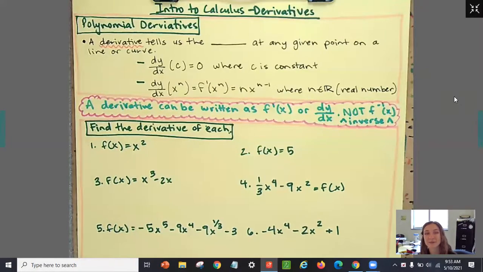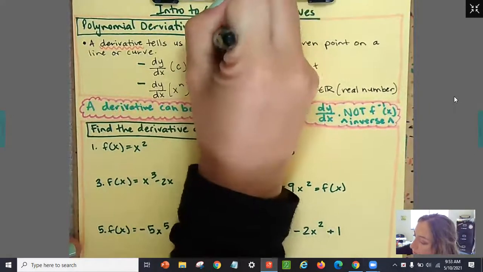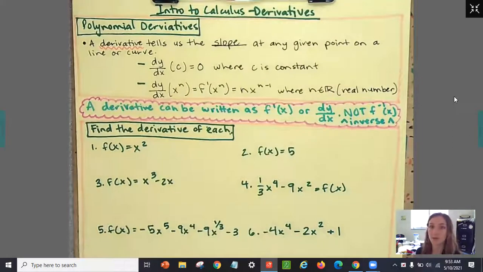Hello everyone. In this video we're going to be talking about derivatives, sort of the intro to calculus. This is one of my favorite topics. A derivative is going to tell us the slope at any given point on a line or a curve. So this is going to tell us the slope at any given point, and we denote this as dy over dx.